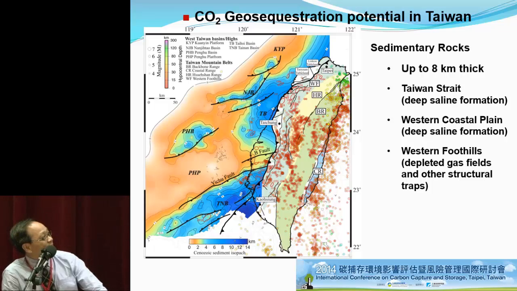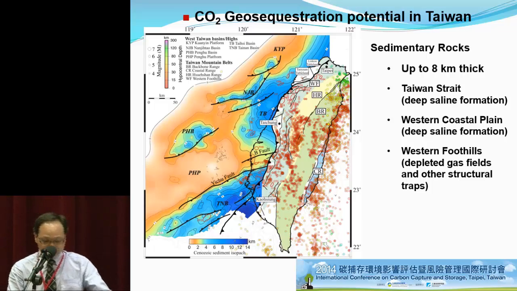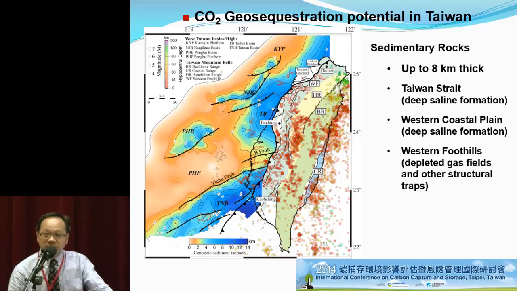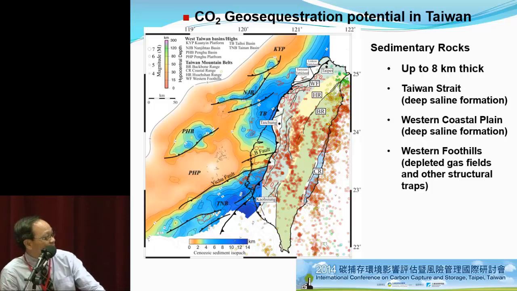This black line shows the active faults. You can see the active faults are mostly distributed in the western foothills. So in this case, we have a lot of thick sedimentary rocks, and especially in the Taiwan Strait, deep saline formation is a good option for CO2 geosequestration, and also for the western coastal plain. And in the western foothills, because there are many structural traps or depleted gas fields, we suggest that depleted gas fields are very good options for CO2 geosequestration.